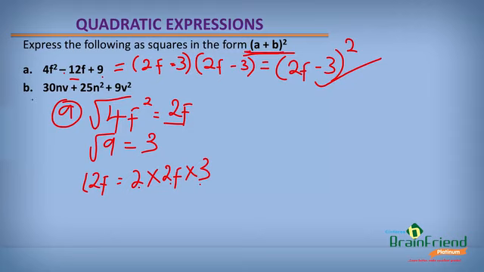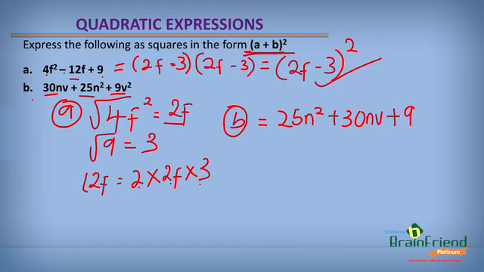Now for the second one, 30nv plus 25n squared plus 9v squared. Now before we start, we can simply rearrange this to look like number 1. So 30nv plus 25n squared plus 9v squared is also equal to 25n squared plus 30nv plus 9v squared.